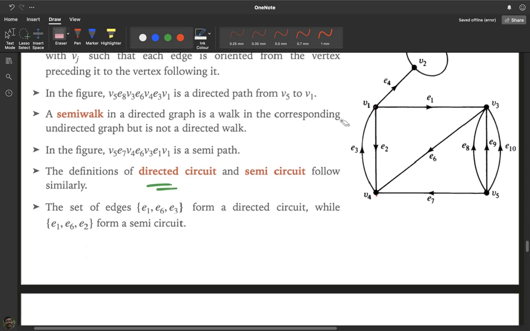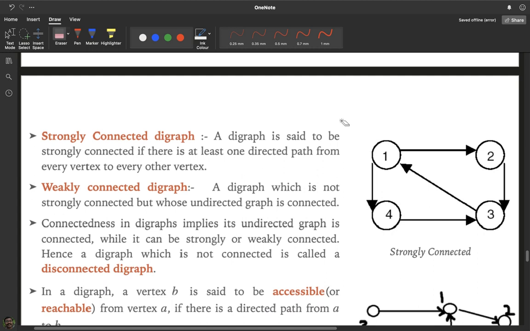A digraph is said to be strongly connected if it follows the direction. That's the main idea. A digraph is said to be strongly connected if between any two vertices you can always find a directed path. Very simple idea: if between any two vertices you can always find a directed path, then that graph is said to be strongly connected.